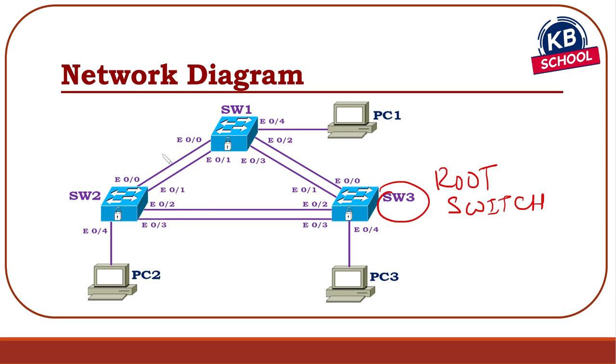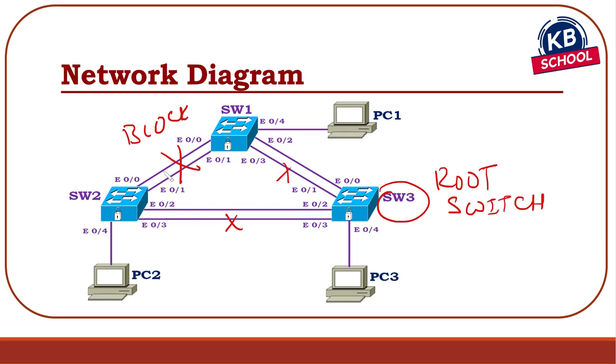Now this link is the furthest away from the root, so this is going to be blocked to block the loop between switch 1, switch 2, and switch 3. So the other links will be forwarding. E02 to E00, the link between switch 1 and switch 3. E03, actually it would be E02, because remember the port priority thing that I talked about. So E02, E02 would be forwarding between switch 2 and switch 3.